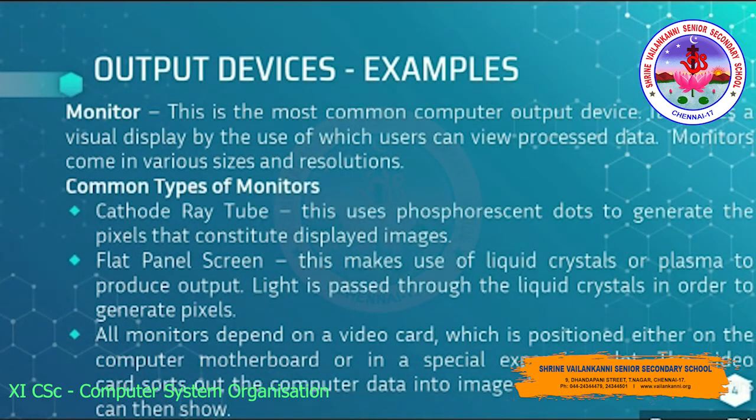Let's see a few examples of our output devices. The most famous and the most commonly used device is the monitor. Okay, so the monitor comes in various sizes and resolutions. Let's see a few of them. Cathode ray tube. This uses phosphorescent dots to generate the pixels that constitute displayed images. So next is the flat panel screen, which makes use of liquid crystals or plasma to produce output. Light is passed through the liquid crystals in order to generate pixels.